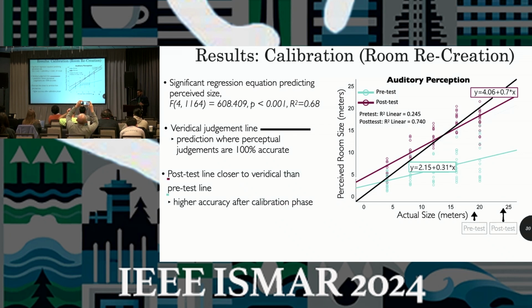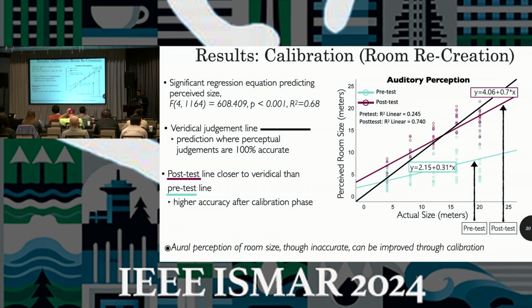accurate. So notice the pre- and post-test lines. The pre-test line, though inaccurate slightly, is closer to the vertical than the post-test line, suggesting improvement in accuracy after undergoing a calibration phase. So oral perception of room size, though inaccurate, can be calibrated using the method that we just showed you.